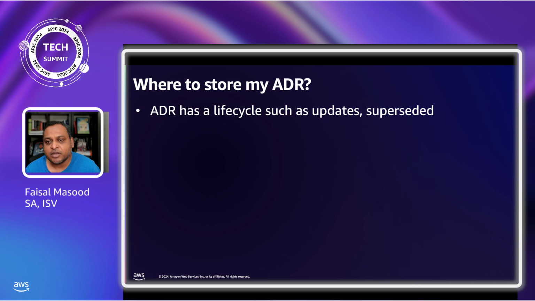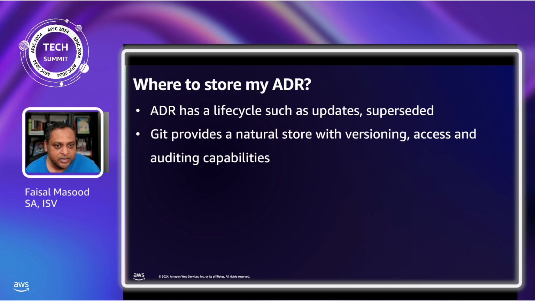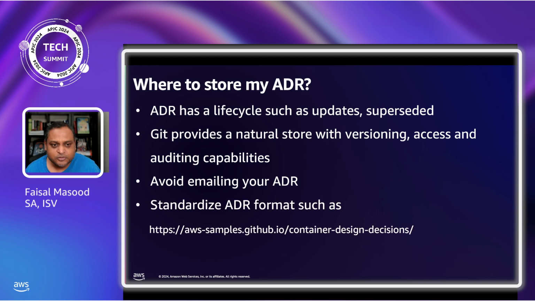So you need somewhere where you can keep the audit, the versioning, and the RBAC capabilities, and Git is the right place to do that. So my recommendation would be to store the ADR in Git. They are documents, and from there you can have full auditing capabilities. You can see who has accessed it, you can see the full version history, and you can manage the status of the ADR. Of course, do not email them.